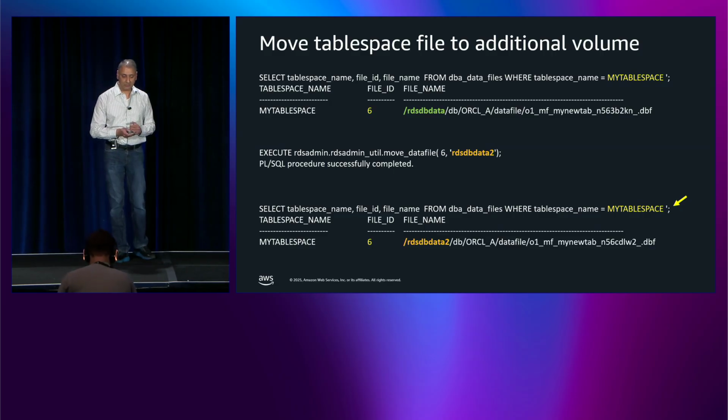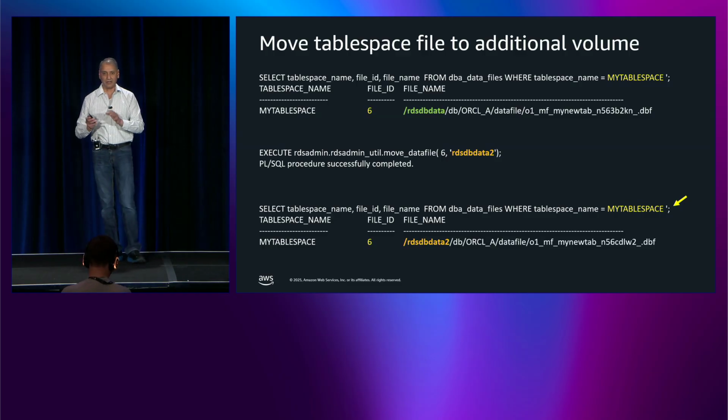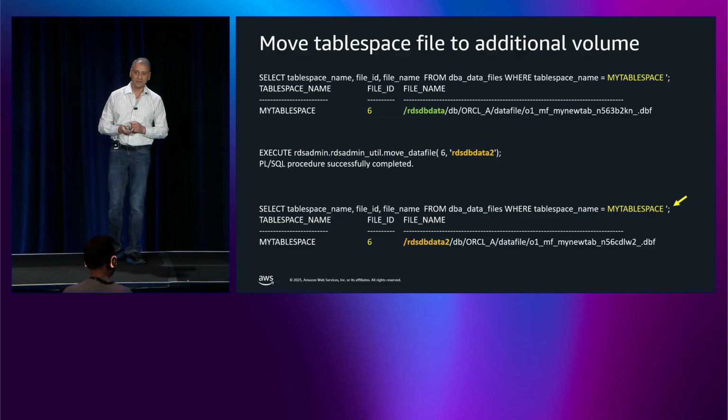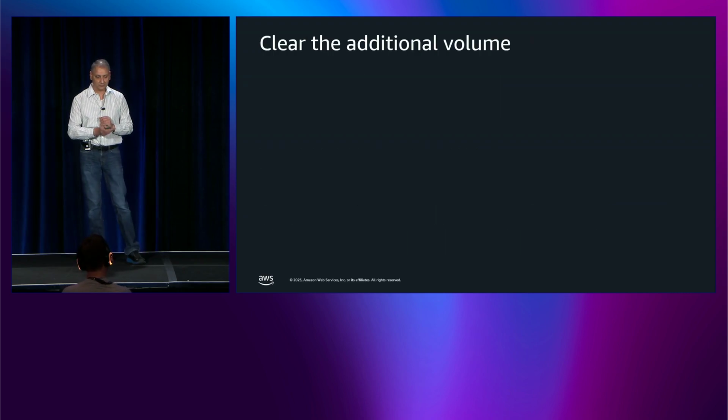Now you can do this without any application downtime. This happens in the background. Let's say I use the table space for a while, it grows, it changes over time, and now it's pretty small again. And I want to bring it back to my primary volume and delete my additional volume.